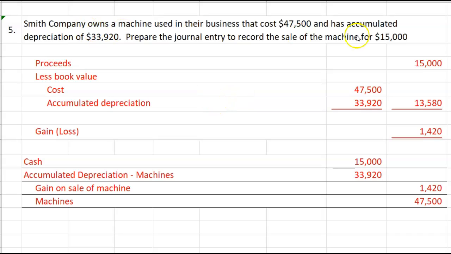So in this case, the proceeds are $15,000. The book value is calculated as the $47,500 cost minus the $33,920 accumulated depreciation. So the book value is $13,580. $15,000 proceeds minus $13,580 equals a gain of $1,420.